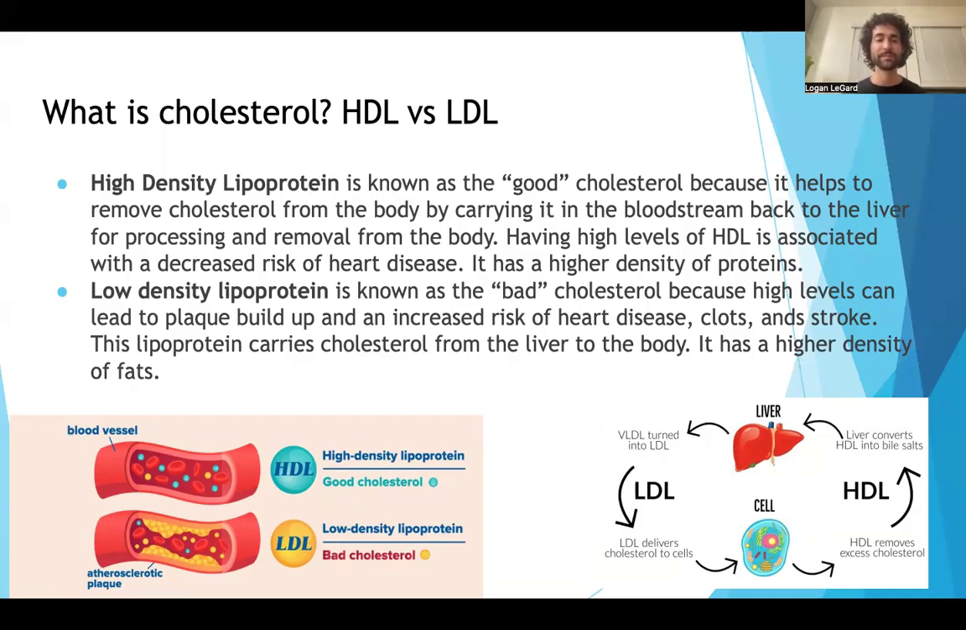In the images at the bottom, you can see the LDL has plaque buildup in the blood vessel. The image on the right shows that HDL brings the cholesterol back to the liver, and then LDL takes it from the liver to the cells in our body.